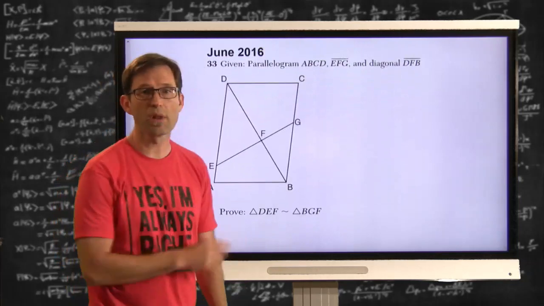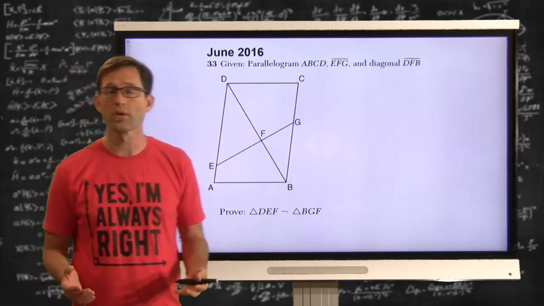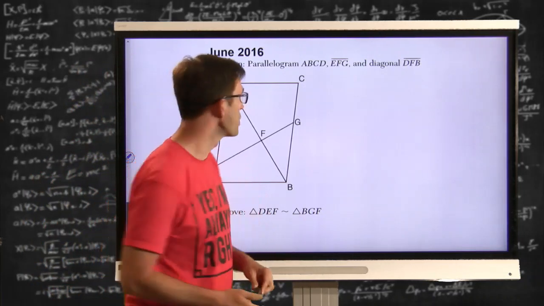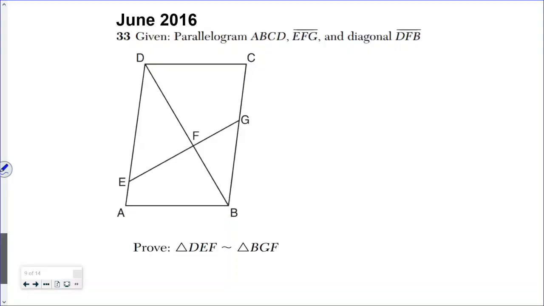All right, let's do a little similarity proof. This is a very, very easy one. You could face much harder ones, but given our time, let's do a simple similarity proof. June 2016. Given parallelogram ABCD, great, I love parallelograms. EFG and diagonal DFB. Prove that triangle DEF is similar to triangle BGF.